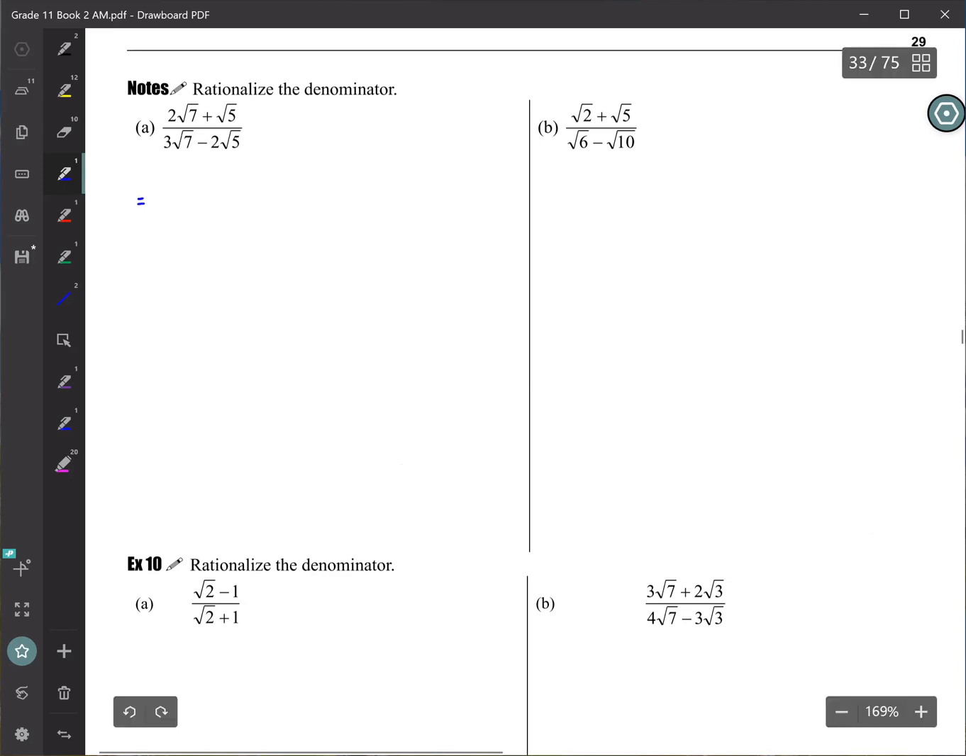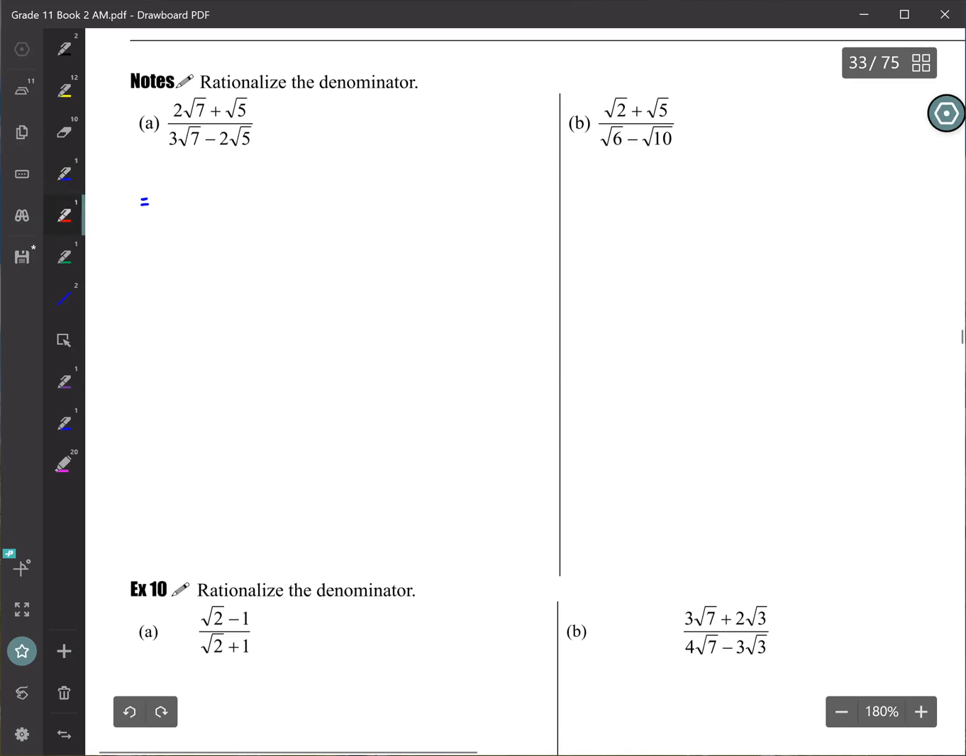So let's go over question A. Eric, if I want to rationalize the denominator here, what do we need to multiply with? You change the sign, so it's 3 root 7 plus 2 root 5. Yep, that's right, numerator and denominator. It's the conjugate. Yep, conjugate, that's the word.